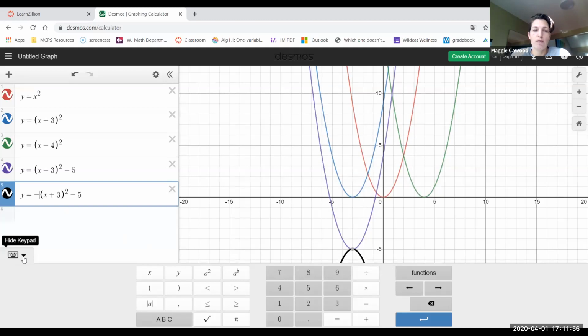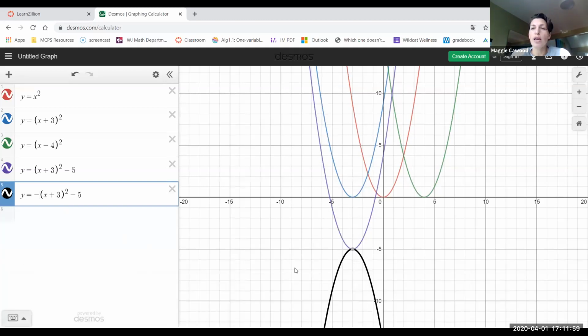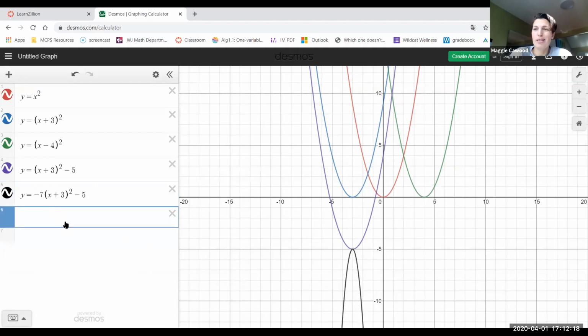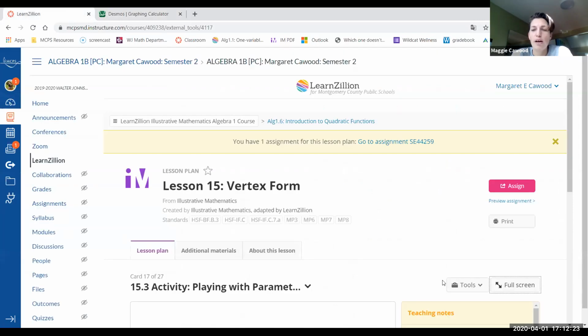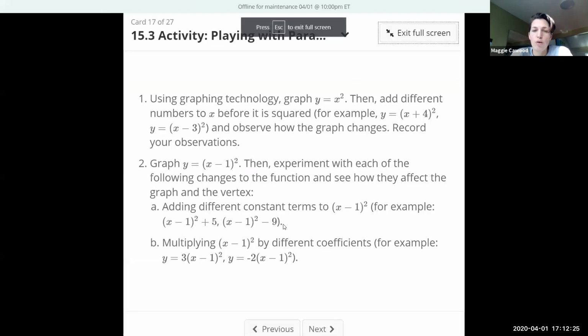Let's put this down. So it reflected, right? Instead of opening up, now it's opening down. But what if I did -2? It's just steeper and flipped. But the vertex didn't change. So in vertex form, we've got that H and that K. That A really doesn't change my vertex at all. It just makes the shape of the parabola different. Very cool.